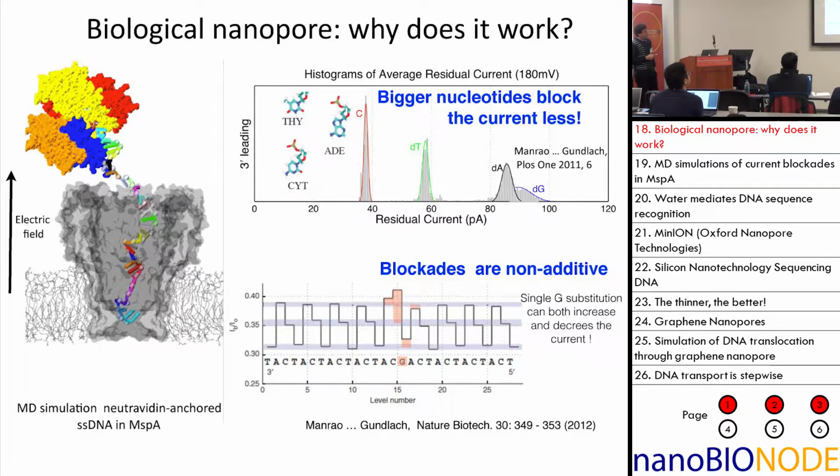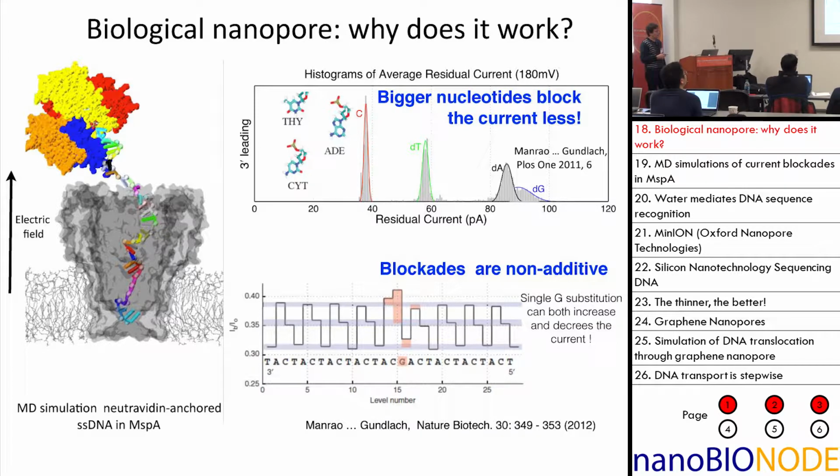Well, the problem is that it's not clear why those levels should be there, because C and T are the smallest nucleotides that we have. They have only one aromatic ring, so you would naively expect them to block the current less than A and G. A and G actually block the current more. So it's completely opposite to what your intuition is.